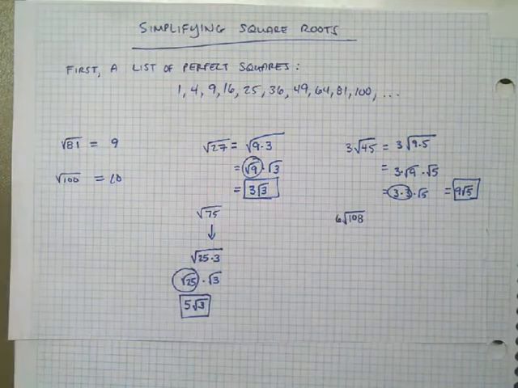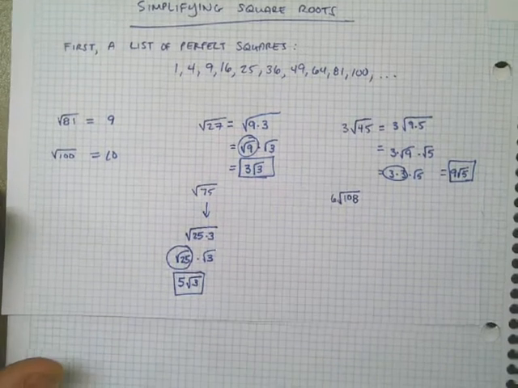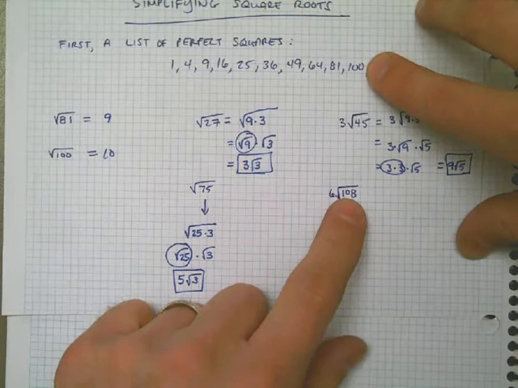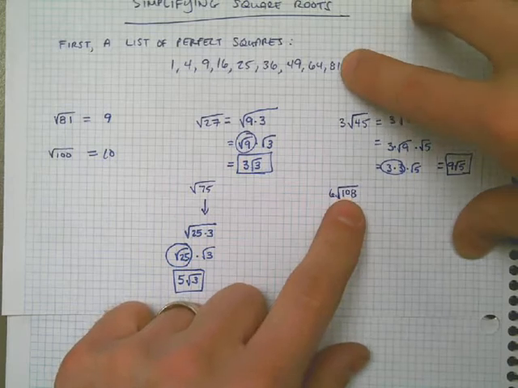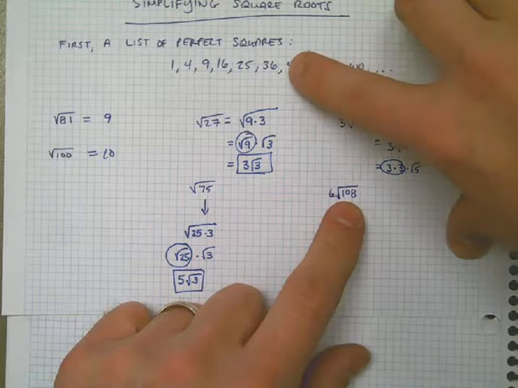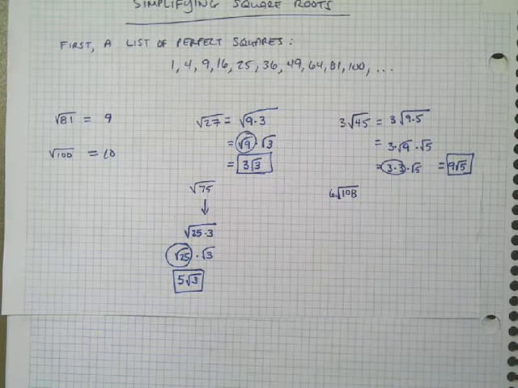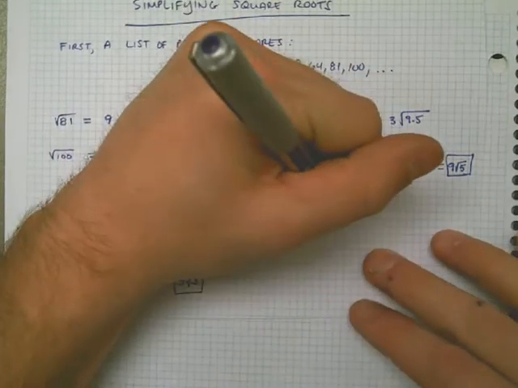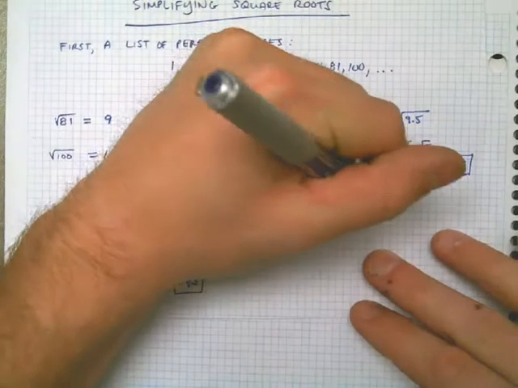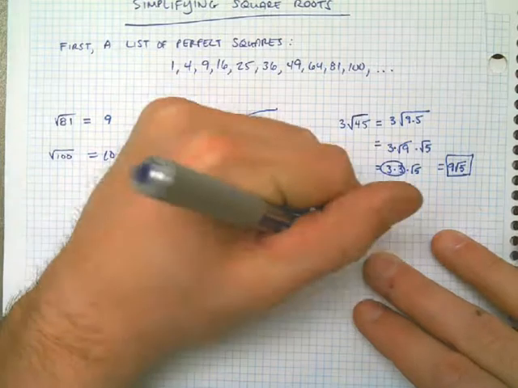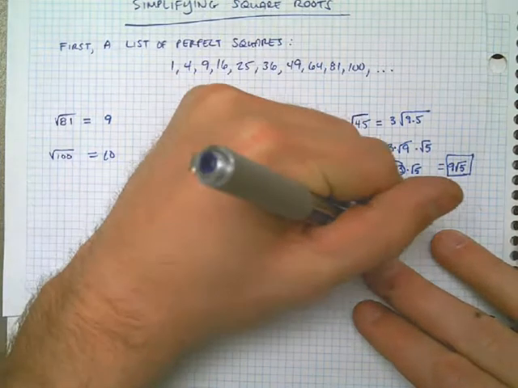Okay, one more. 6 square roots of 108. The only reason I chose this is because it's just a little bit bigger. Okay? So I go through my list and I say, okay, 100 doesn't go into it, 81 doesn't, 64 doesn't, 49 doesn't, 36. Does 36 go into it? I've already forgotten. 36 does. It goes into it 3 times. So instead of writing 6 square roots of 108, I'm going to write 6 times the square root of 36 times 3. I split that into 2 separate square roots.